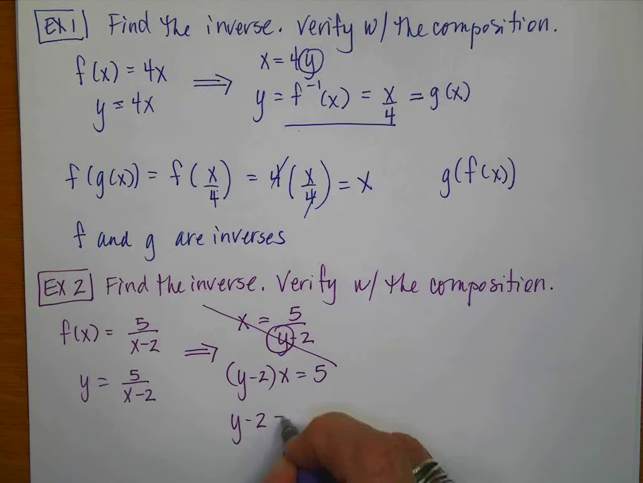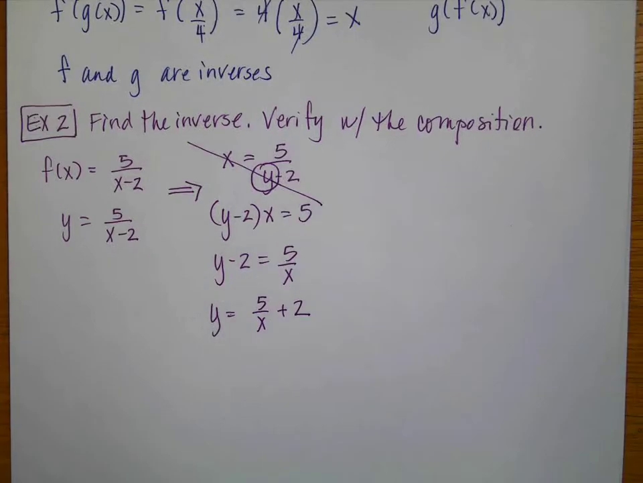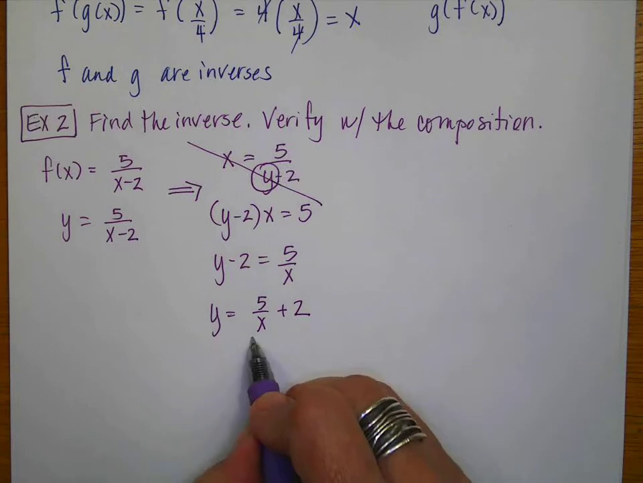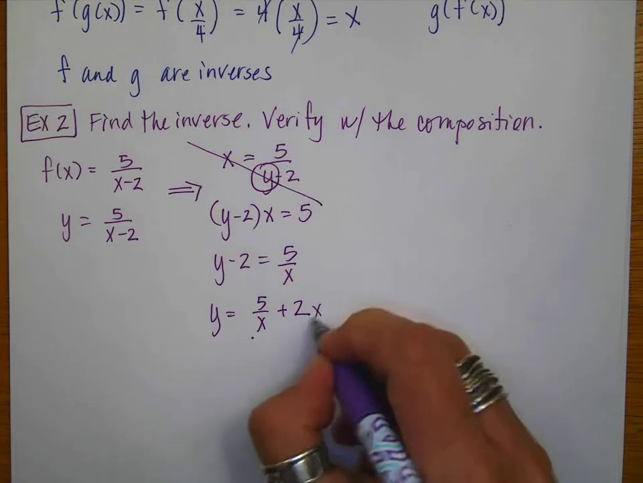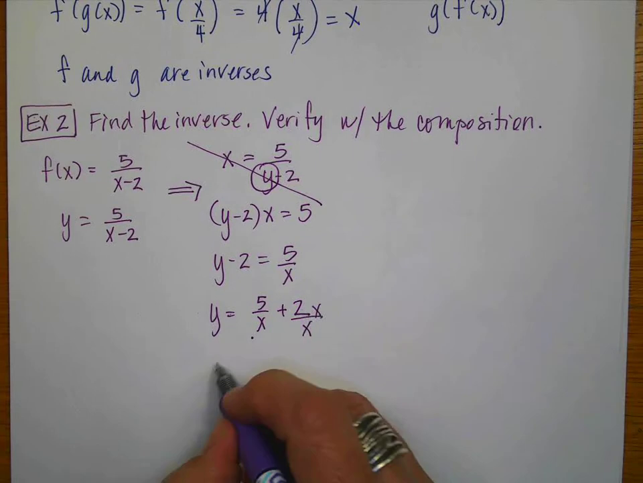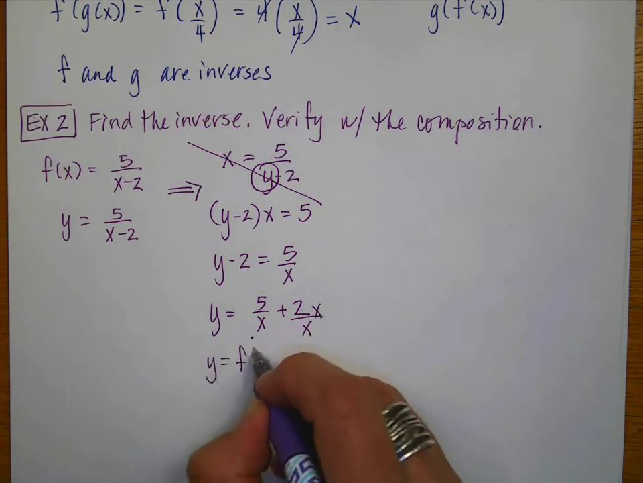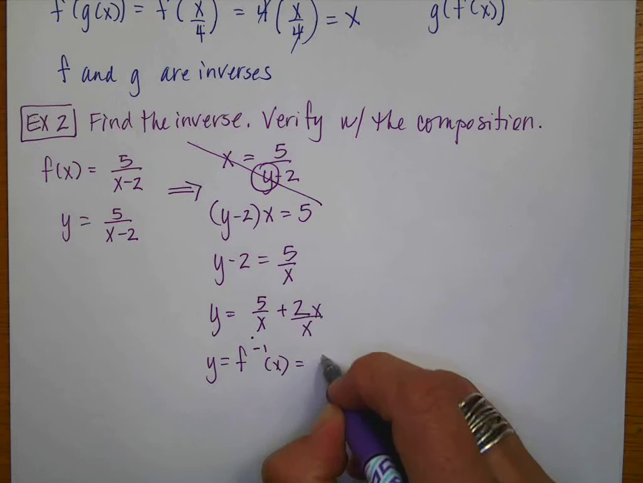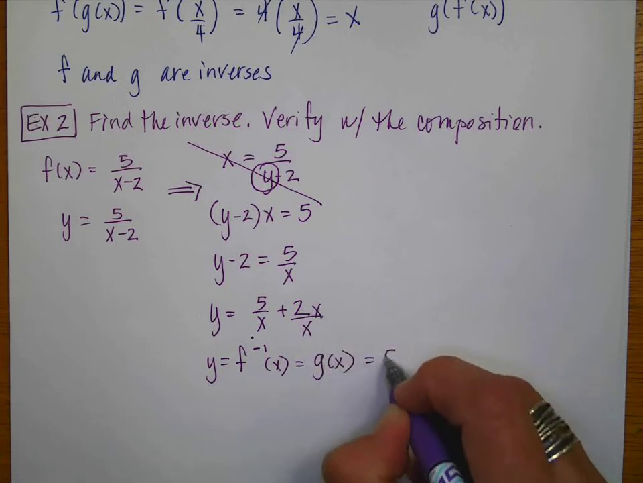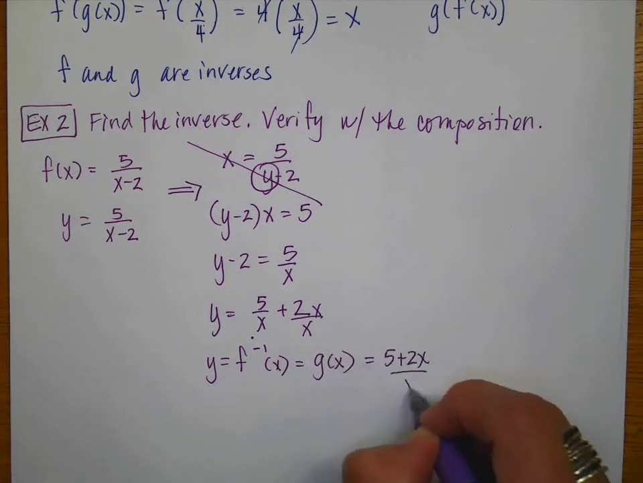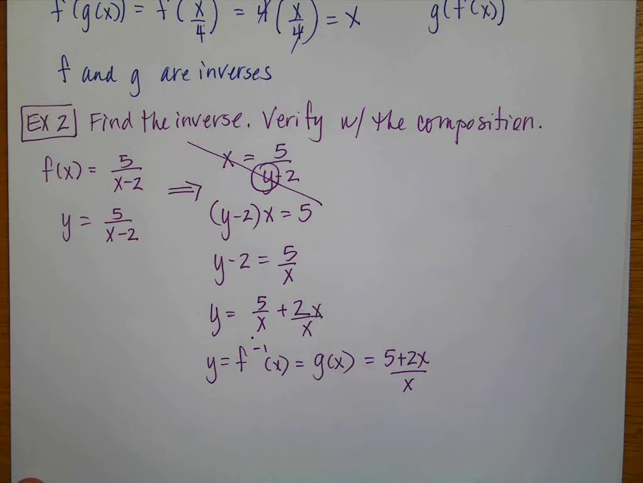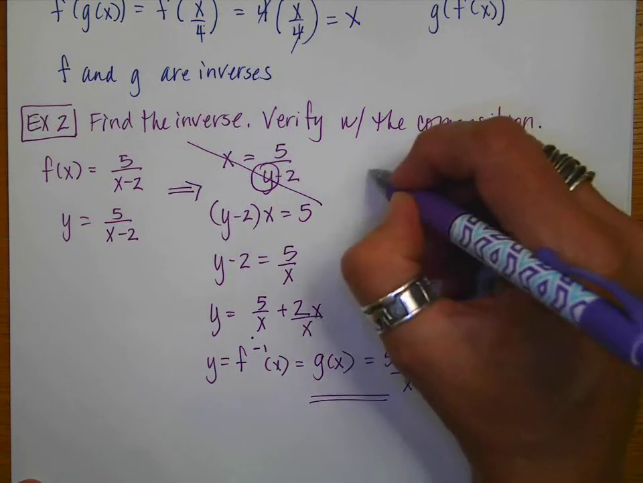My goal is to solve for y. So y minus 2 is 5 over x. I divided both sides by x. And then y is equal to 5 over x plus 2. Because I have a composition that I'm going to have to do, it's going to make it easier if I put these two together. So I'm going to multiply this fraction by x over x, and so I get y, which is actually the inverse, and I'm going to call it g of x, is going to equal 5 plus 2x over x. So this is my inverse.